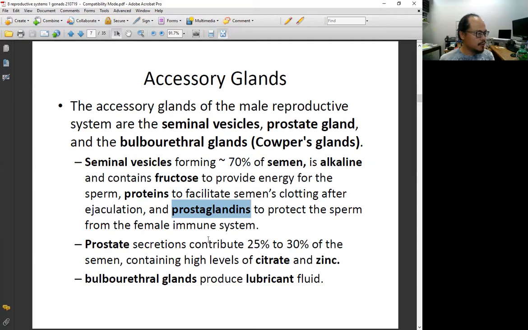All right, the prostate will also provide some fluid. The major ones are citrate and zinc. Urethral glands provide the lubricant fluid. So mixed together they form this semen.